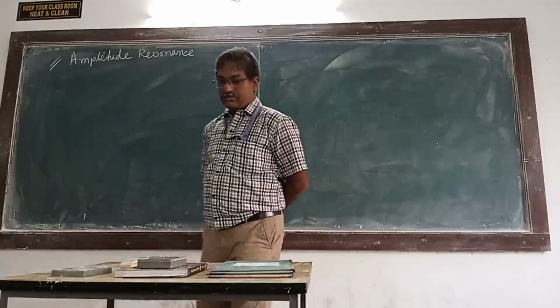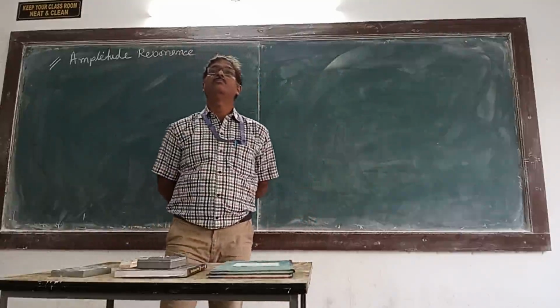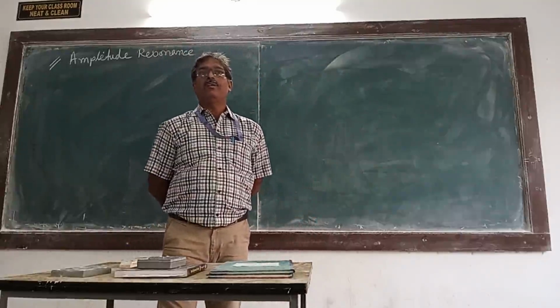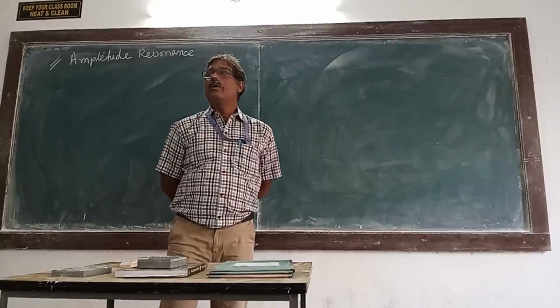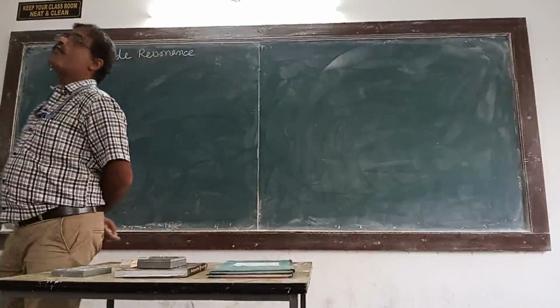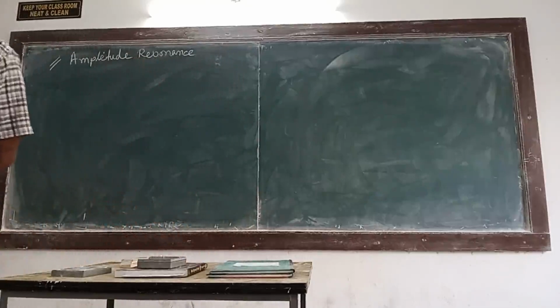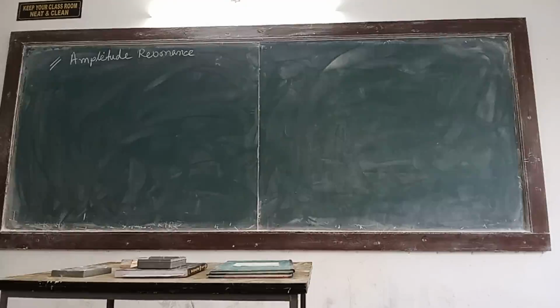What is resonance? How will we get resonance? When the amplitude becomes maximum, that is called resonance. If there are two waves perpendicular to each other, and at a particular frequency we get resonance, that means the amplitude becomes very high at that point. That is called resonance.